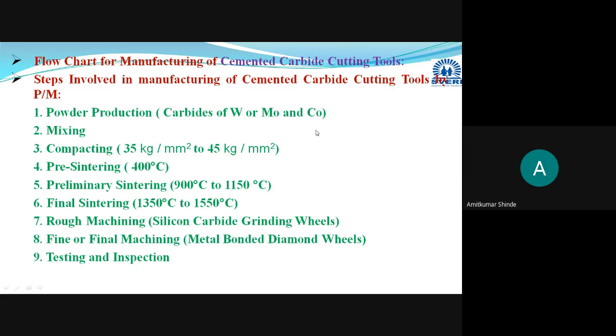To provide the binding between these powder particles, cobalt is used as binder. You can use cobalt directly, or you can use its alloy: cobalt chromium alloy, or cobalt nickel chromium alloy.